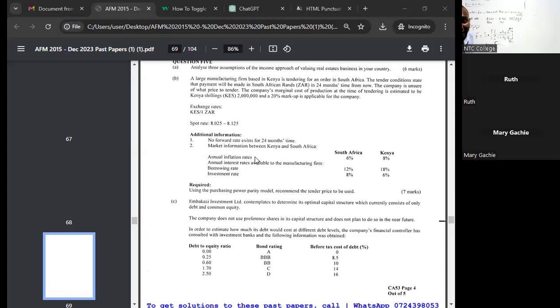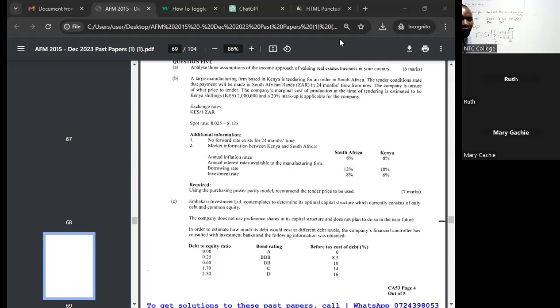Kama wangetupea interest rate, hawezi tupea interest rate hapa because they have confused themselves. Unaona interest, kuna interest rate ya borrowing and ya lending. So hapo hawatakupea hiyo side. They will give you interest rate when they are having one rate, whether it is lending or borrowing, it is only one. Lakini hapa wame specify which rates they are. So they can't tell you to use the interest rate parity. They have only asked for inflation. So this one, we have 8 and 6.